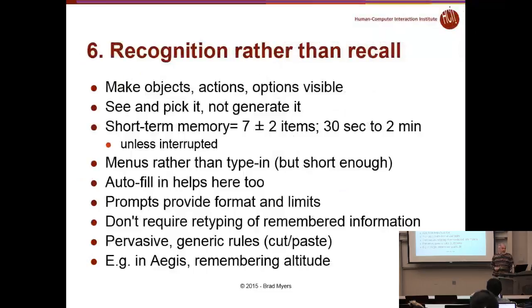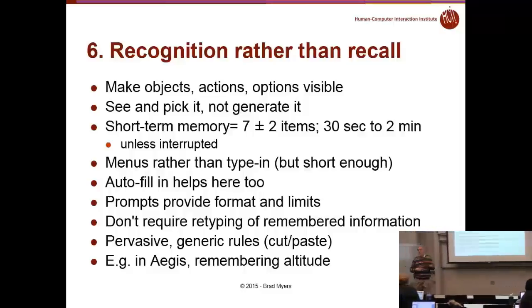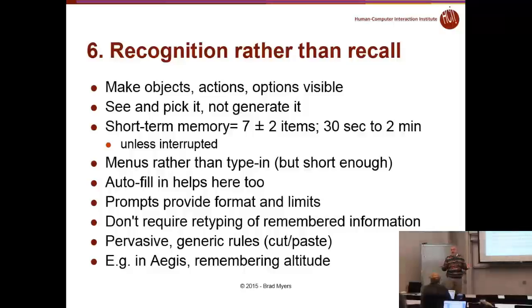The next one is recognition rather than recall. The idea of this is to try and make everything visible so that you can select from what you can see rather than having to remember things. And there are lots of different dimensions to this. One is that anytime the user has to select from a small set of objects or a small set of values, they should be able to pick it from menus. Certainly, that's how pretty much every web page works with things like states.